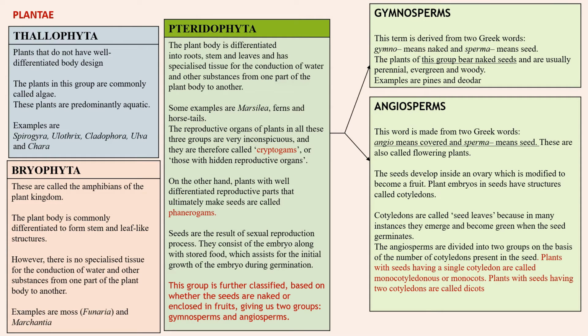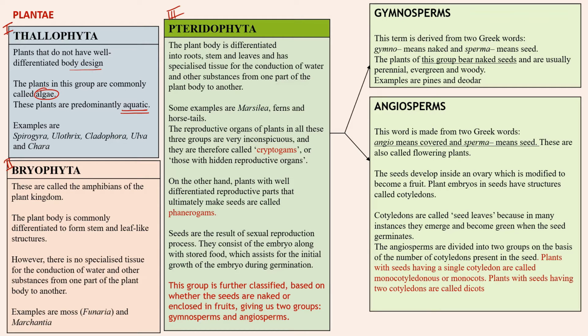Now let us see the classification of the Plantae family. So the Plantae family is divided into three basic groups, and that is THALLOPHYTA, BRYOPHYTA and PTERIDOPHYTA. In THALLOPHYTA, plants do not have a well differentiated body design. The plants in this group are commonly called algae. These plants are predominantly aquatic. So these are the features of the plants from the THALLOPHYTA family. Examples are Spirogyra, Cladophora, Ulva and Chara.